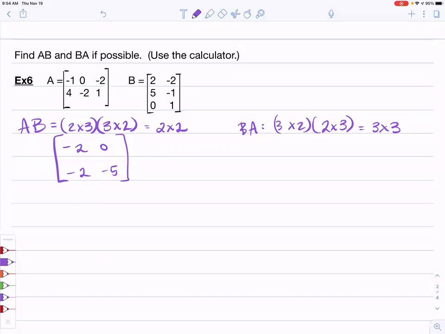No. Wait, this is matrix A. So that one was good. Let's look at matrix B. Let's go back to the matrix menu. Let's go to the edit column. So you've got 2, -2, 5, -1, 0, 1. Has to be a little negative. That's all it was. And now you should be able to do second enter.